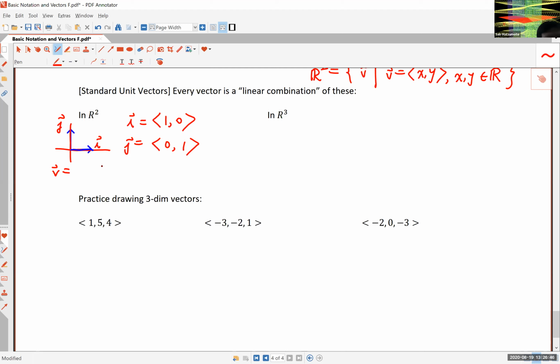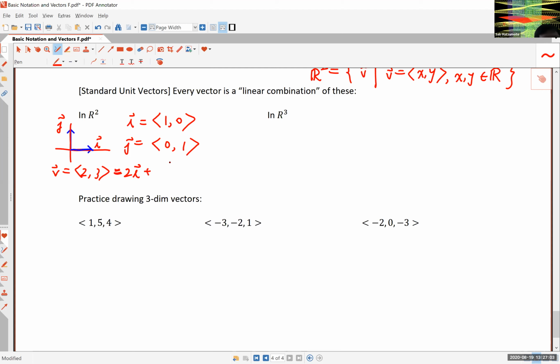Now, if you have a vector, let's say the vector I'm thinking about is 2, 3. Well, you can write this as a combination, more technically a linear combination, of i and j, because 2, 3 is the same thing as 2i plus 3j. And you will see vectors written in both of these formats.